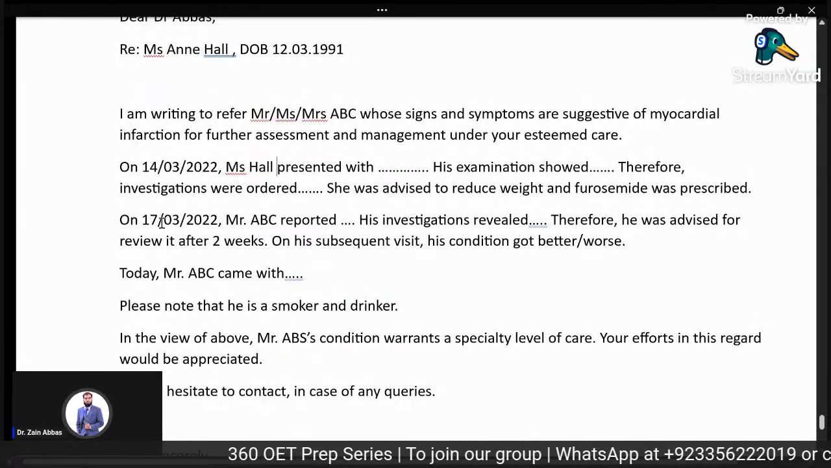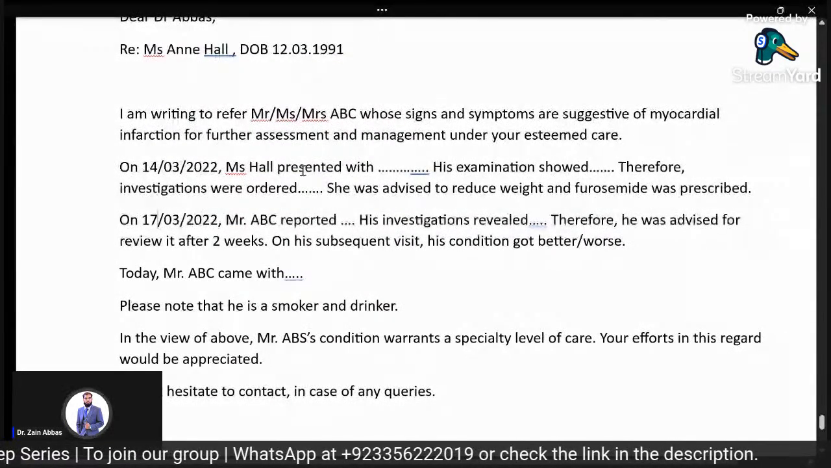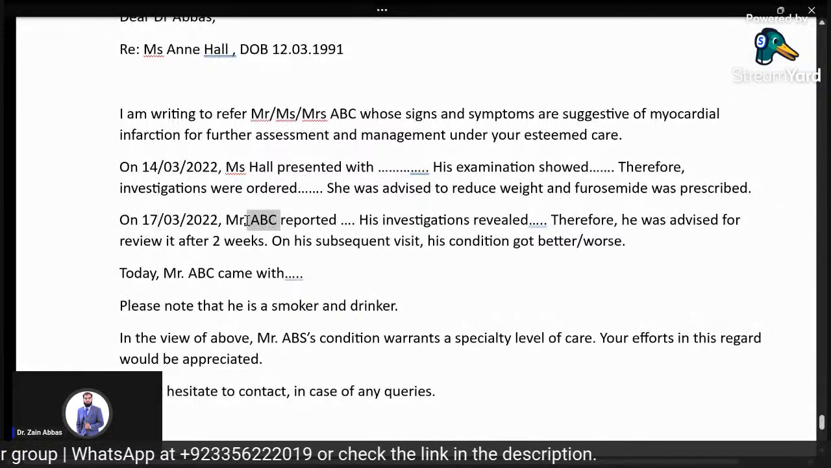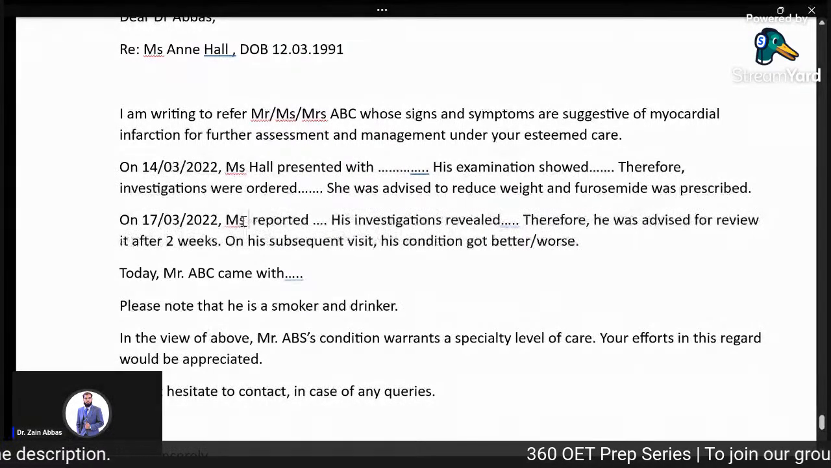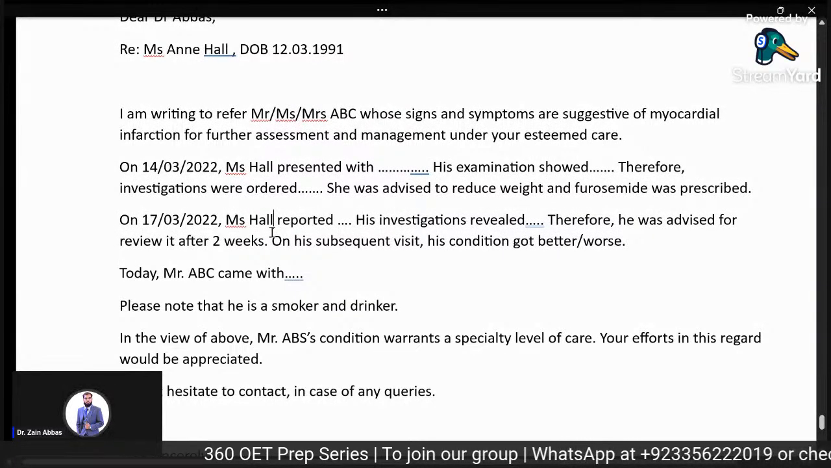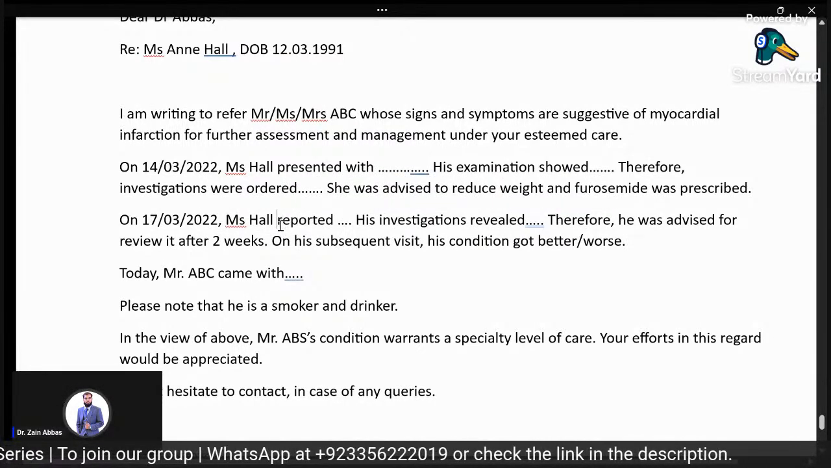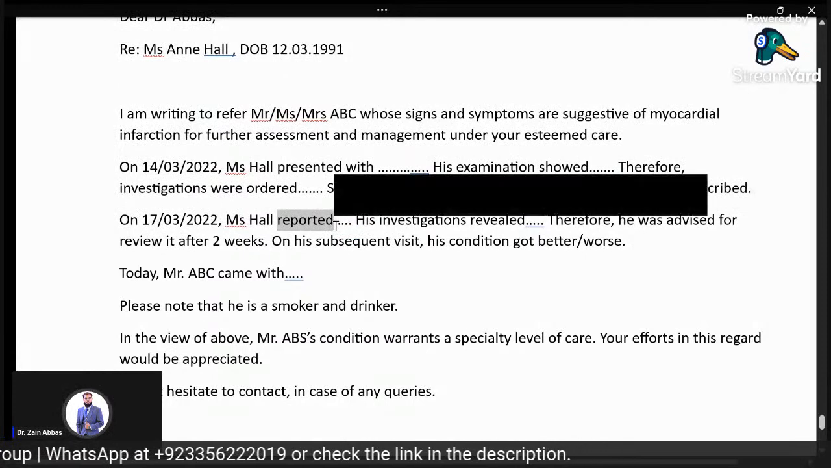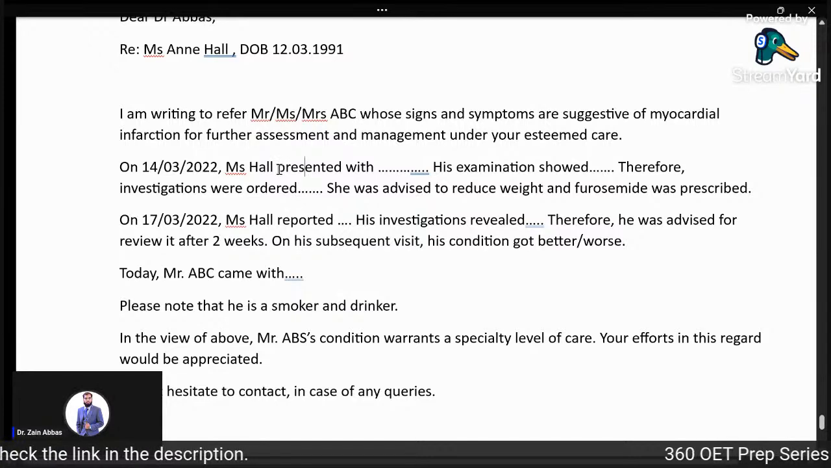And next, you have the next visit. Again, you will start the visit with Miss Hall presented with. Again, you have to write the last name of the patient in the same way, and don't ever dare to write he, she, or a pronoun or the patient itself in this case. Miss Hall reported. You need to highlight this important word here. First we have used the word presented, and now we are using the word reported here.